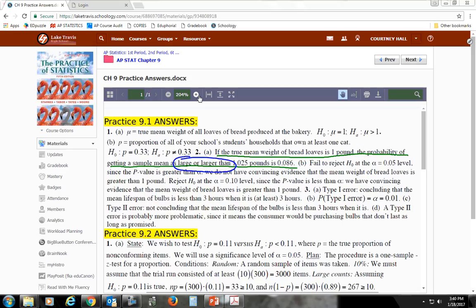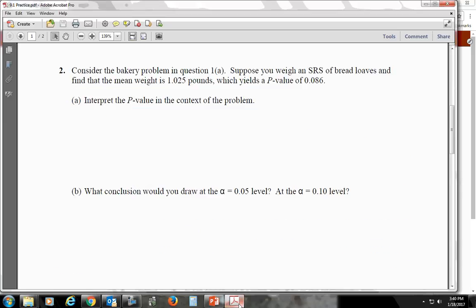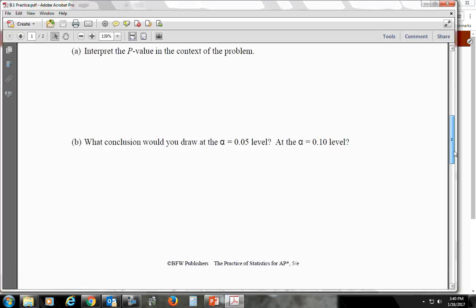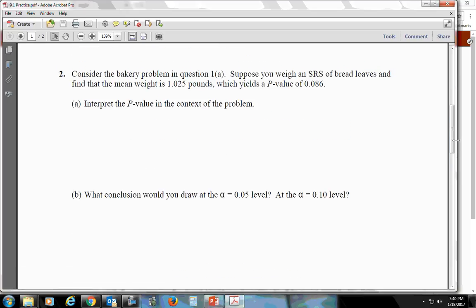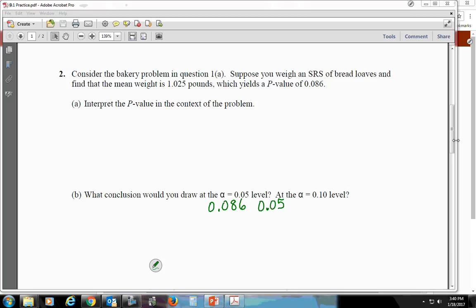Back to the worksheet to do it together. Are we okay? So what conclusion would you draw at alpha is 0.05 and then versus at alpha is 0.10? Remember that you're comparing P with alpha. So our P value, they say, is 0.086. How does that compare to 0.05? It's greater than. Good. So we have P greater than alpha. So what conclusion does that lead us to? Very good. We failed to reject.